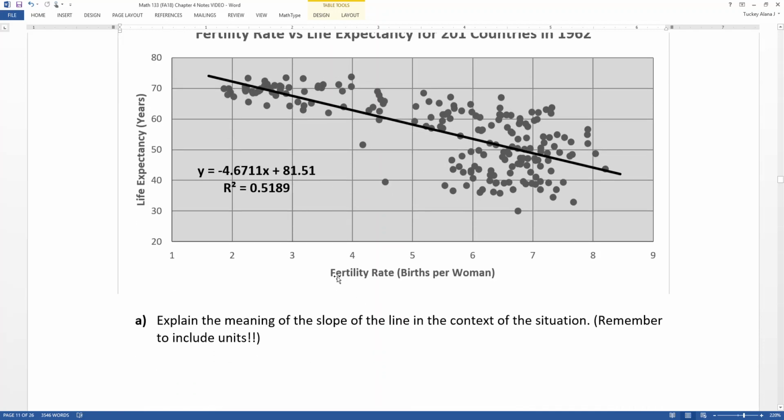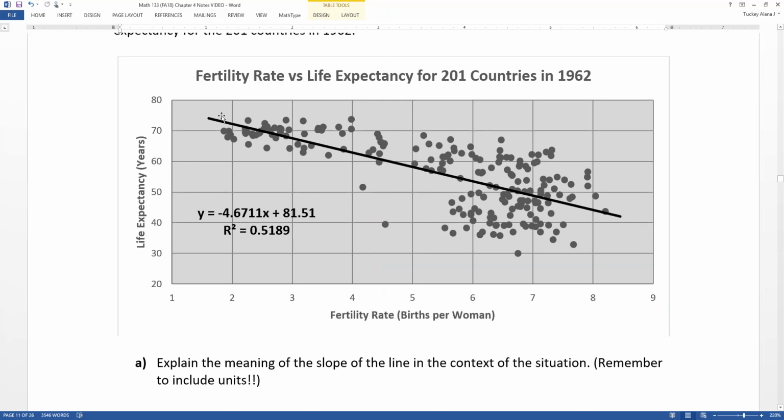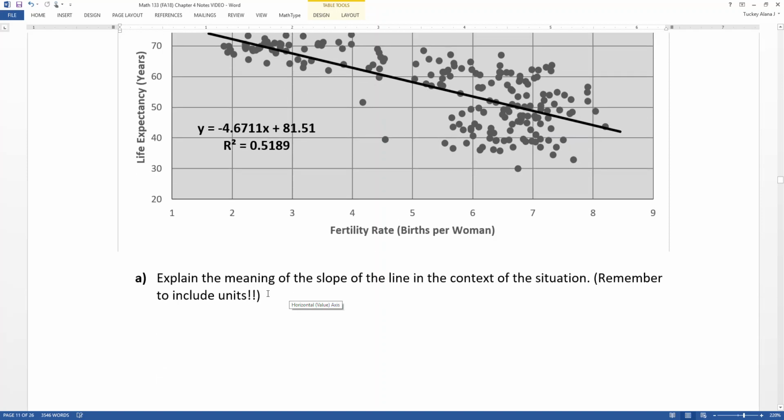And here they are. So the fertility rate is the x, remember, the life expectancy is the y, and we have this trend line going down the middle of our graph. We've seen the scatter plot before, but now we have this line attached to it. Okay, so we are supposed to explain the meaning of the slope of the line in the context of the situation. So let's start with what is the slope of the line.